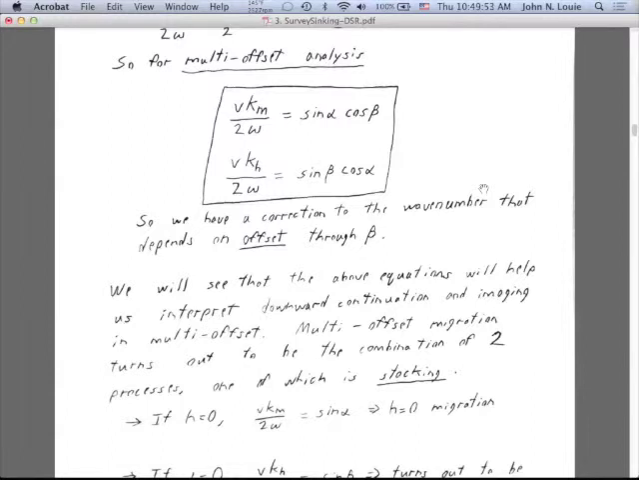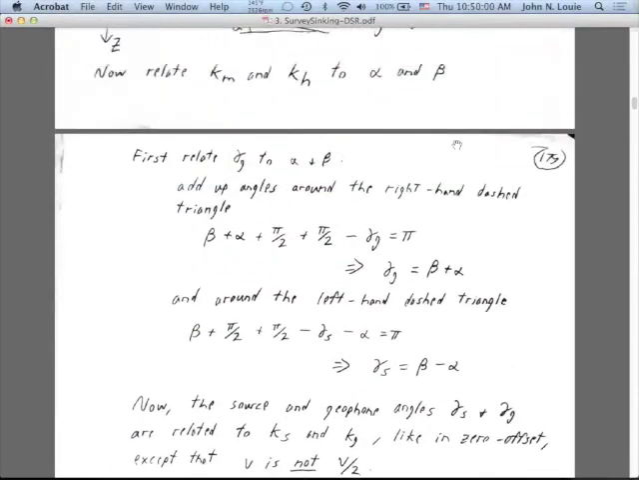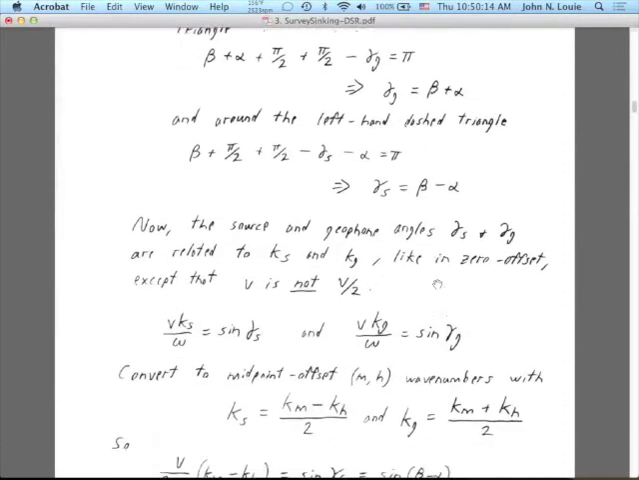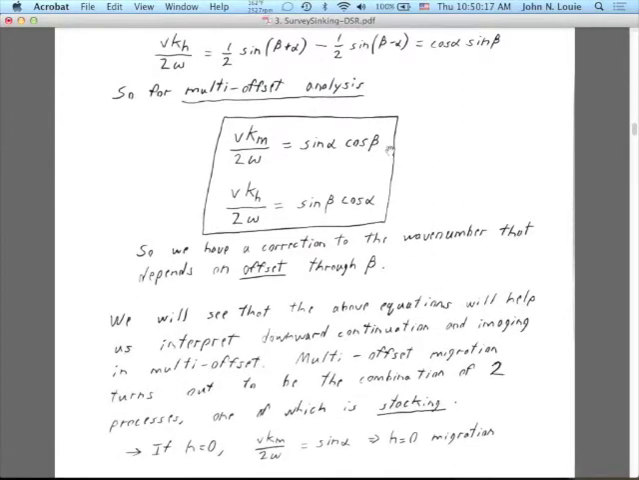So this is a correction to the wave number that depends on offset. When we were doing zero offset migration, it was very simple. We would look at the slopes in the zero offset data, and that would give us the dip. In multi-offset, of course, we've got the involvement of this offset beta, which is non-zero. Notice that if you take beta equals zero, then this is zero, so it reduces to one equation, which is exactly what we saw for zero offset. So at least it's compatible that way.